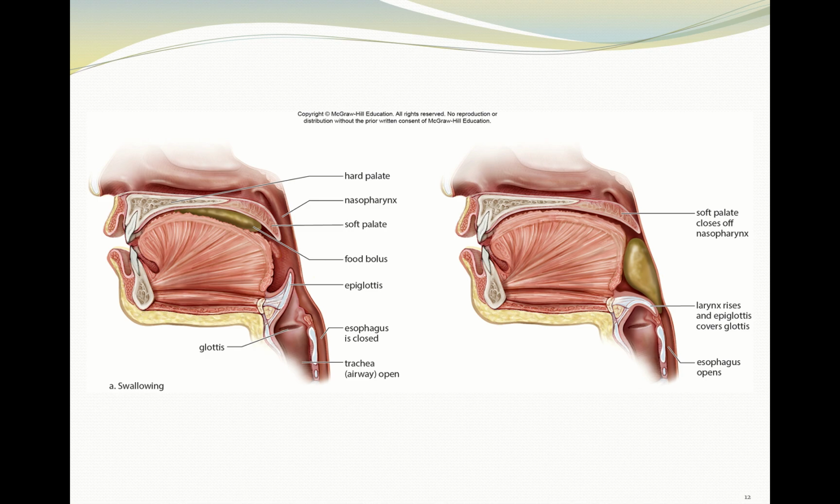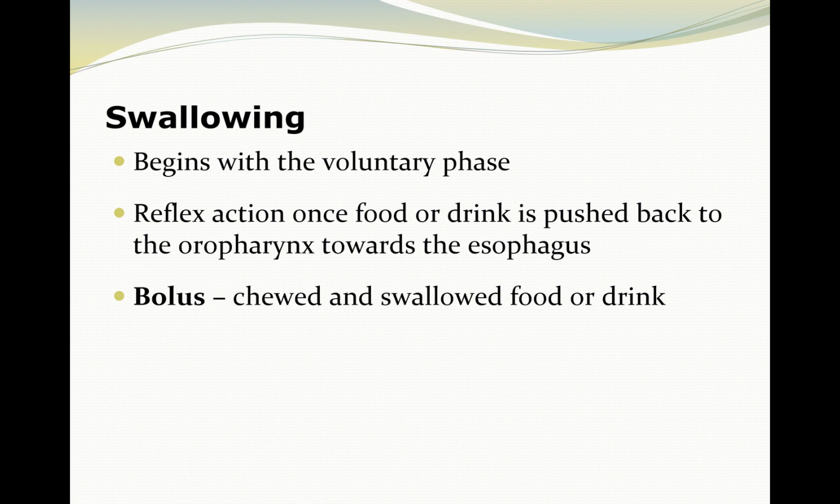You can put your hand on your trachea and swallow, and you can feel the larynx of your trachea moving superiorly. And as it does that, it's closing that epiglottis down so the bolus can slide behind it down the esophagus. So swallowing begins with the voluntary phase.